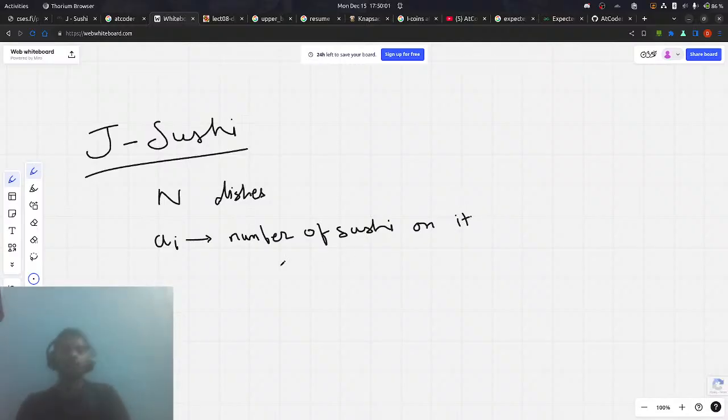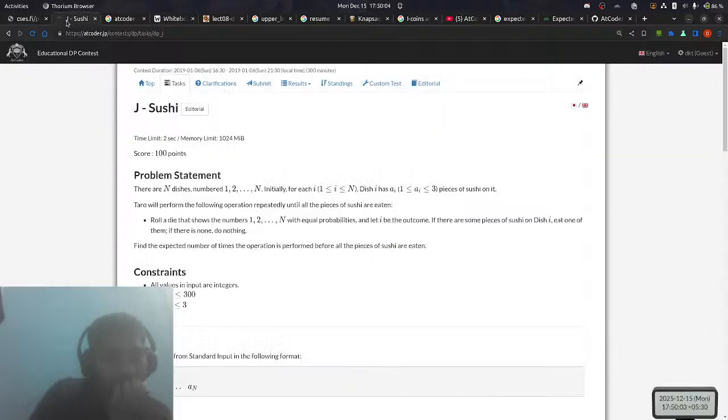Okay, so what is asked from us is that when we roll a die that shows a number from 1 to n with equal probabilities, and let i be its outcome. If there are some pieces of sushi on dish i, eat one of them. If there is none, do nothing. Find the expected number of times the operation is performed before all the pieces of sushi are eaten.